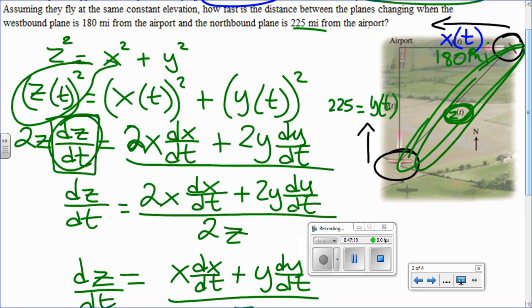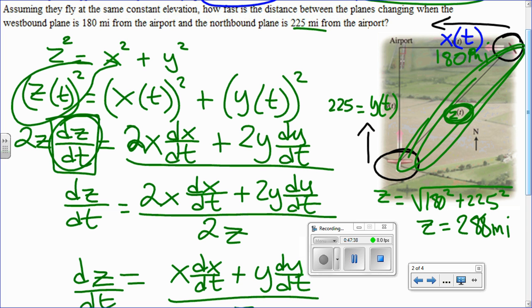You substitute those things to find this distance, right? I'll just tell you what the answer will be. It will be the square root of 180 squared plus 225 squared. So we get that distance, and with that, we're going to get 288 miles approximately.